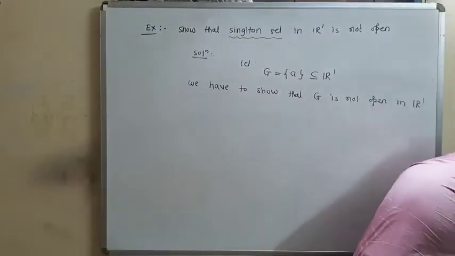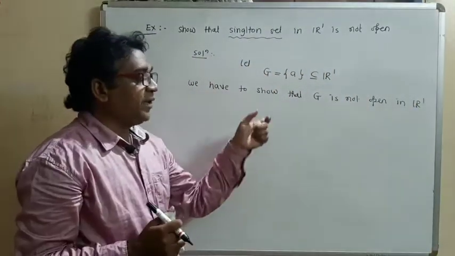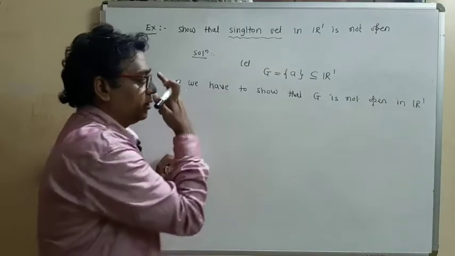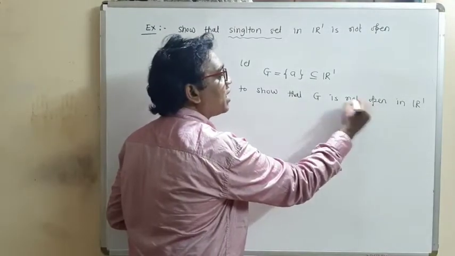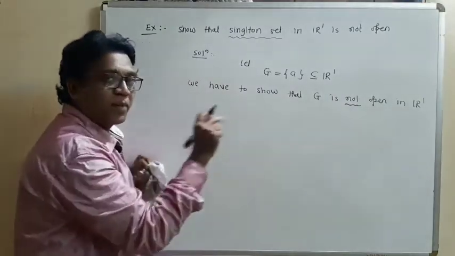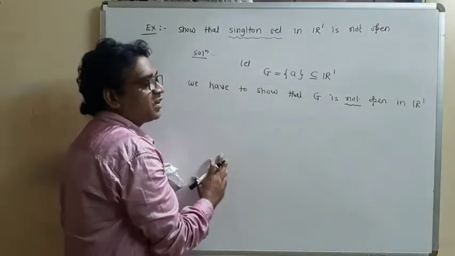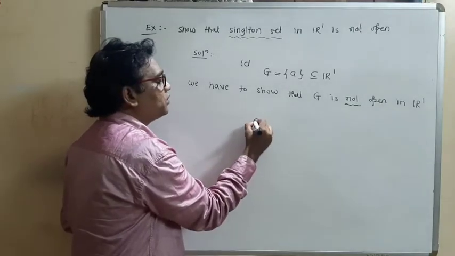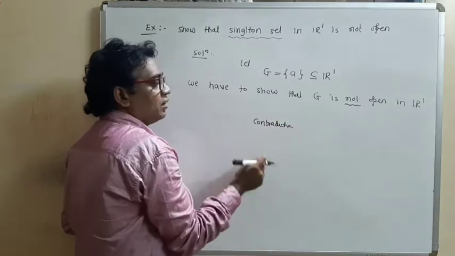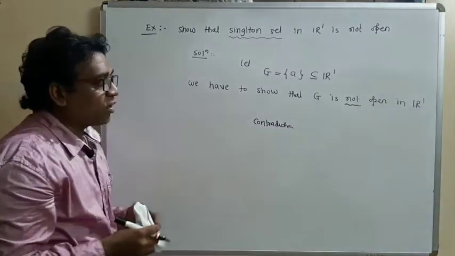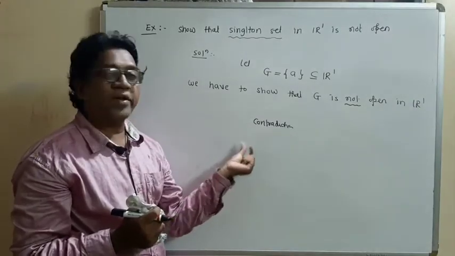Now see, this is a negative type of statement. We want to show that this is not open in R1. So how to show a negative type of statement? Always we use the method of contradiction. For a negative type of statement, always we use the method of contradiction.